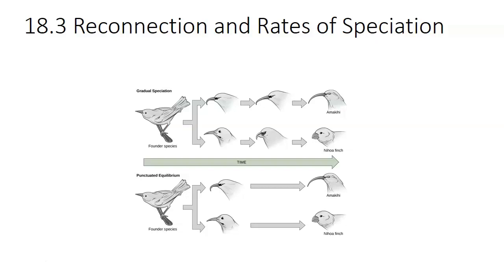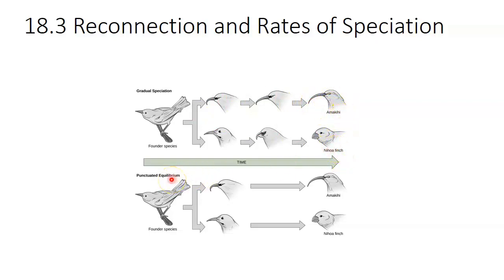Here's just a picture showing both of those. Up at the top here, this would be gradual speciation. This is the original species, the founder, and this species diverges into two different species. Both of these species evolve independently of each other over time. So we've got gradual changes. You can see the beak size is really changing here, and the same thing would happen to this species over here. And this would be the current day species present.